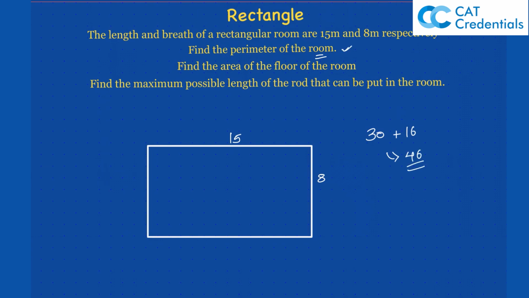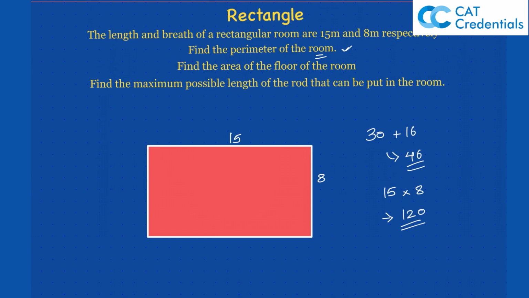Find the area of the floor, which means what? I have to paint this red part. I'll paint it and I'll have to find out the area of this, which will be nothing but length into breadth. So 15 into 8, which is 80 plus 40, 120. Okay, that will be the area of the floor.